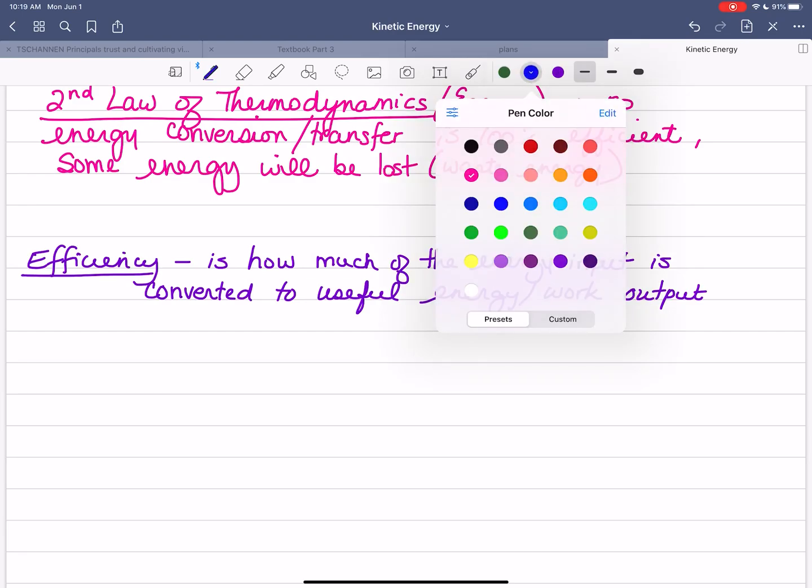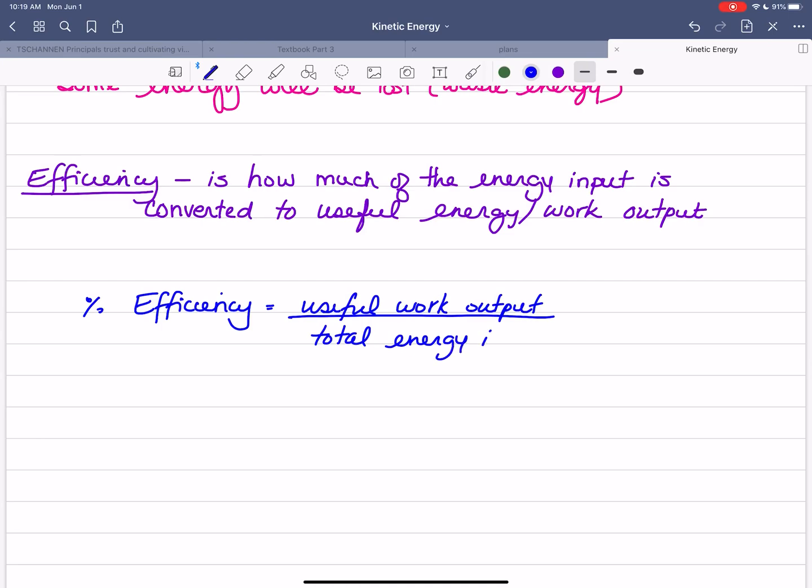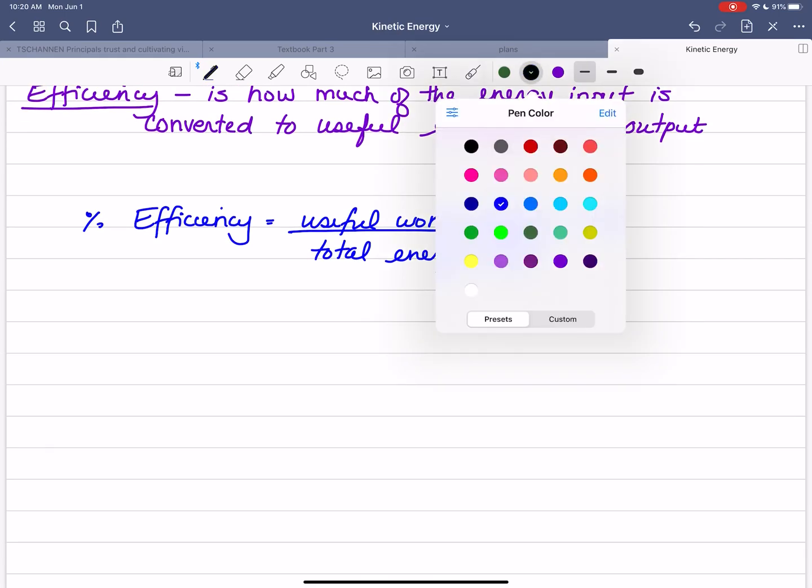And so we have a formula for that as well. So efficiency, or sometimes percent efficiency, is equal to useful work output divided by total energy input times 100. Or useful energy output divided by energy input times 100, okay? Let's look at an example together.